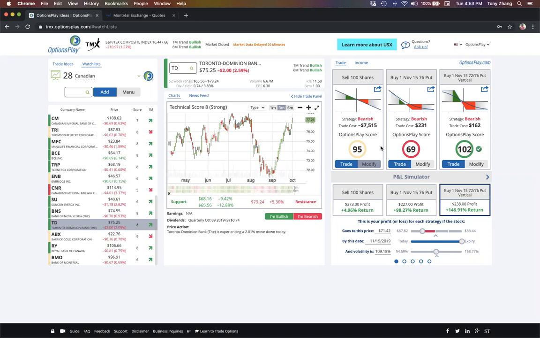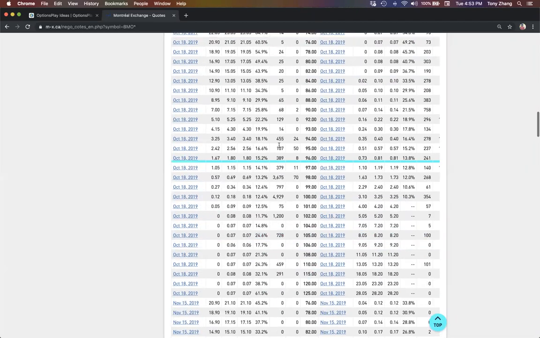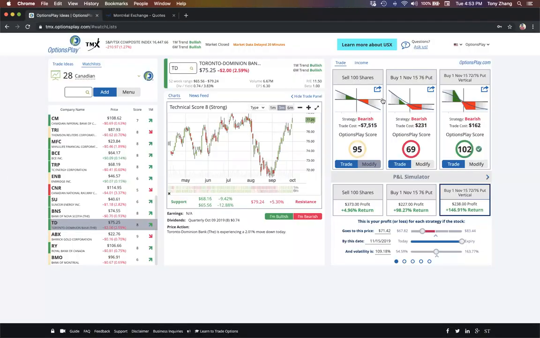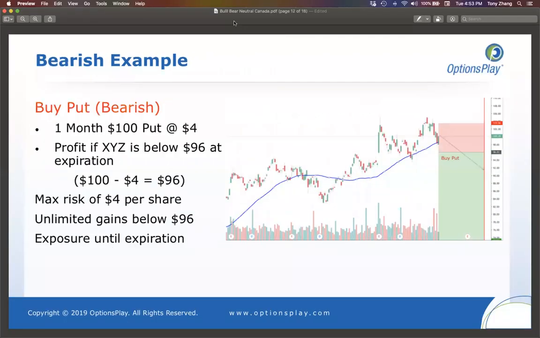So what I can use is, number one, this platform provides starting points, meaning I don't have to pick a starting point based on expiration dates and strike prices. It already picks for me the November 15th $76 put. And this is based on the best practices that I just taught you on this page.